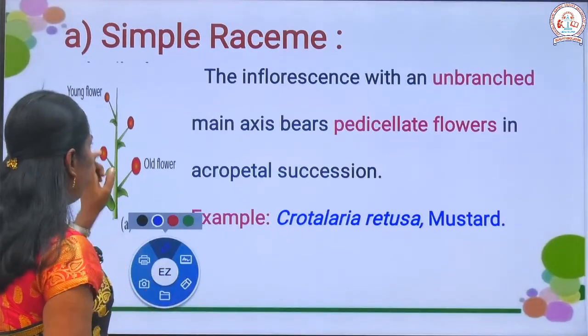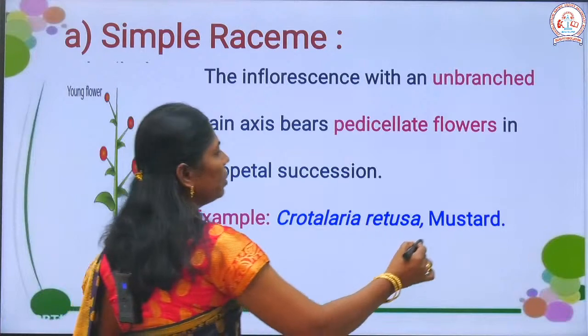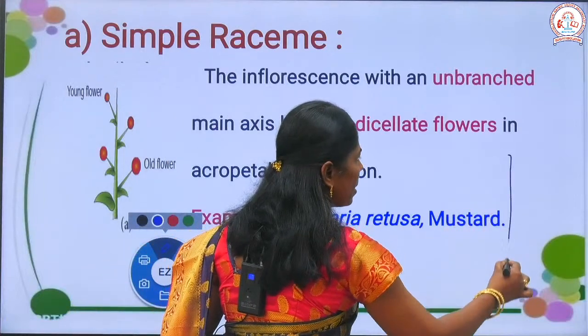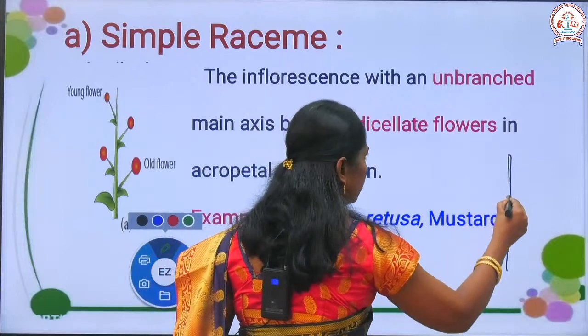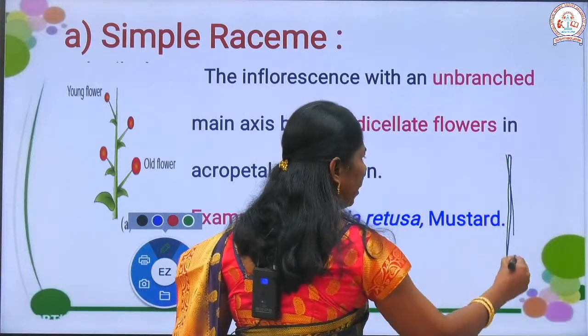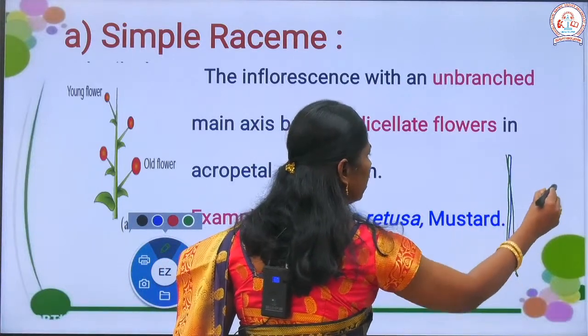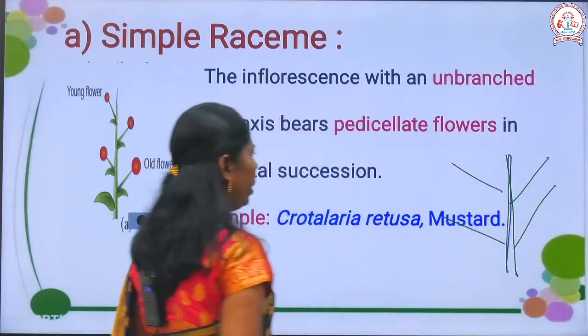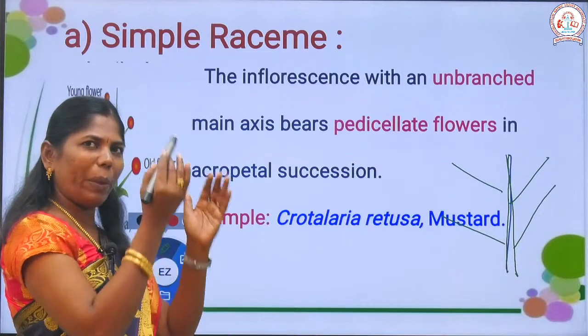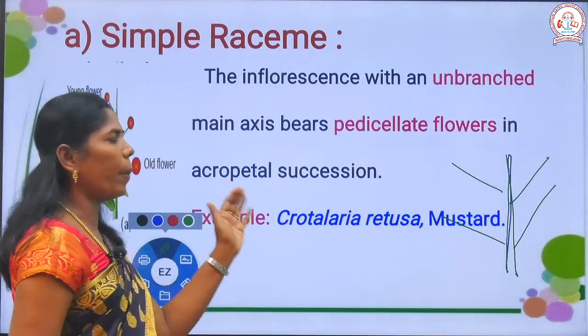Okay. So, this is the main axis. This is the main axis. It has so many branches of raceme. Okay. When many racemes arise from one main axis, it is called a compound raceme.